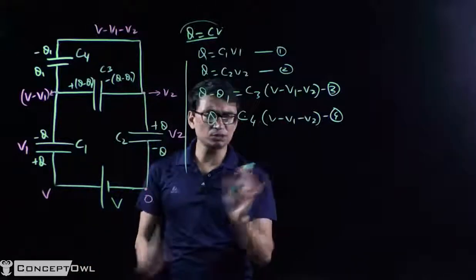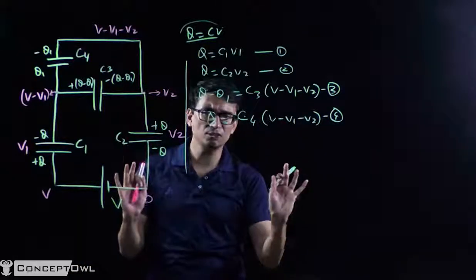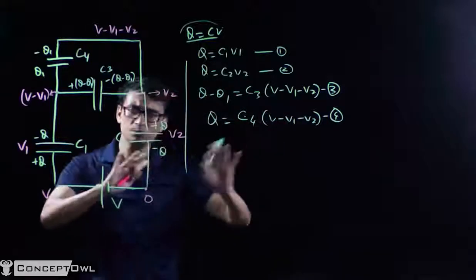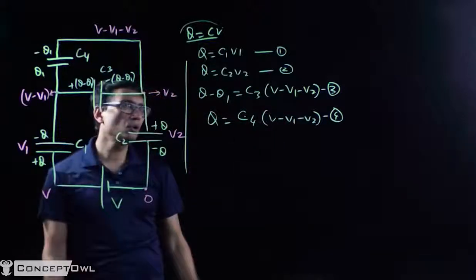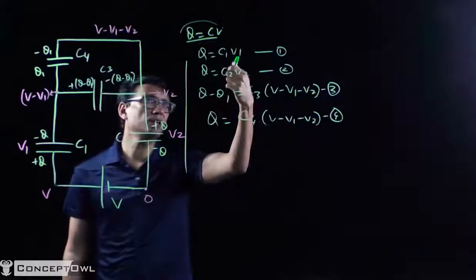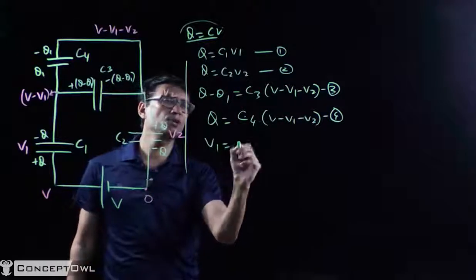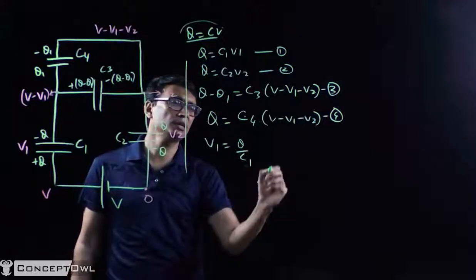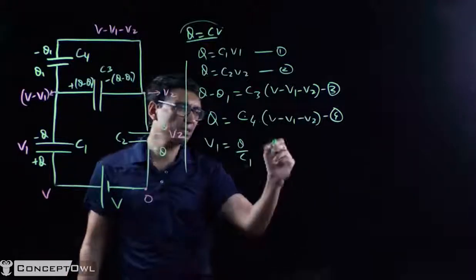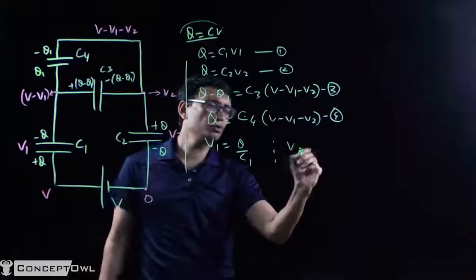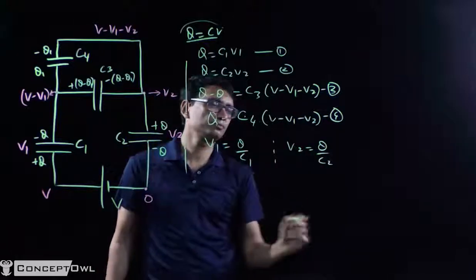Now the rest of it is pure mathematics. Physics is over; the rest is pure algebra. So let's eliminate. How can I eliminate V1? V1 would be nothing but Q upon C1. So V1 is equal to Q upon C1. And by the same logic, I can write that V2 is equal to Q upon C2.